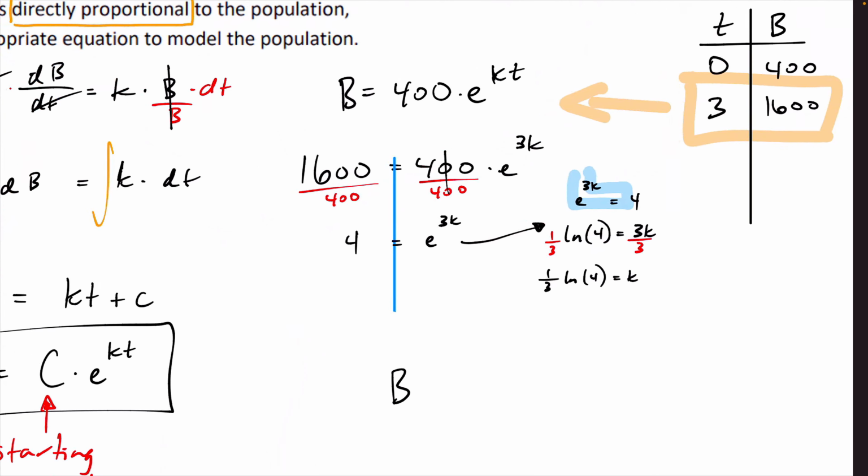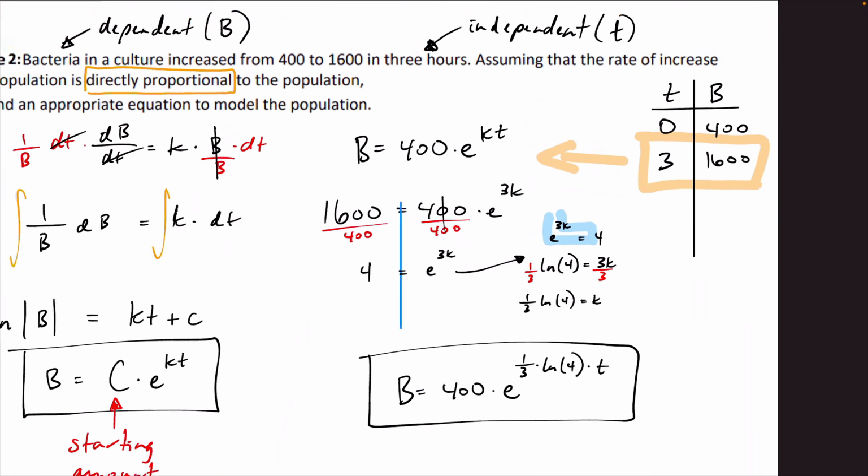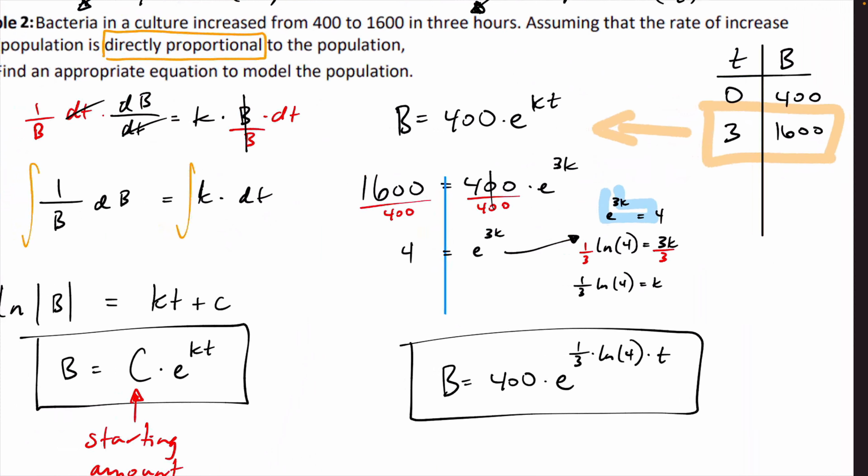So we get B equals 400 times E to the K, where K now is 1/3 natural log of 4, times T. This is the model, what we call the model, another fancy word for an equation, that we're going to use to solve this problem. We're going to use it to solve B in a second. That's the hard part. Once you do that, the rest is not very hard.